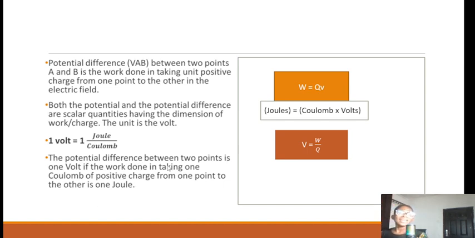Do you understand that? We said the potential difference V is 1 volt. Just imagine now we have V is equal to W over Q. So if the work done is 1 and the charge is 1, V will be equal to 1. So the potential difference between two points is 1 volt. If the work done in taking the positive charge from one point to another is 1 joule and the charge itself is 1, then V is 1.